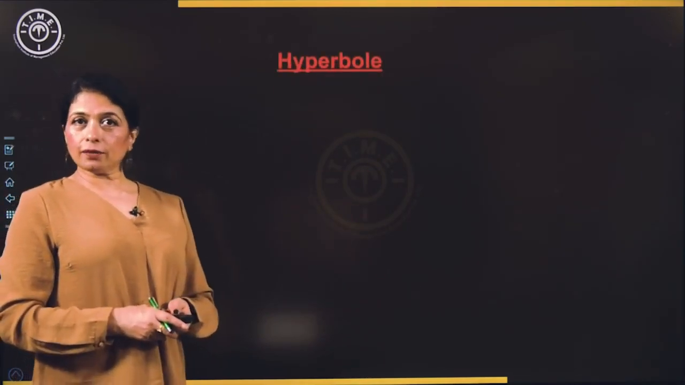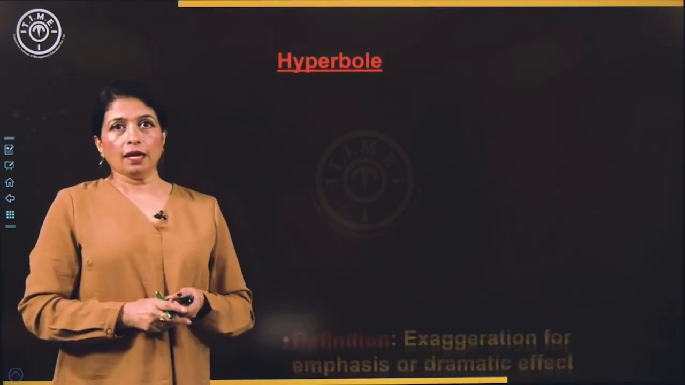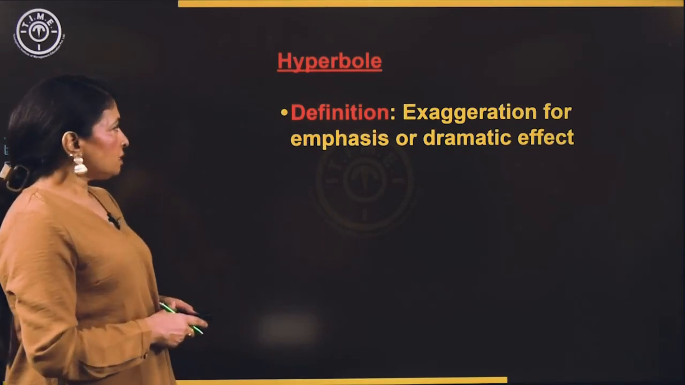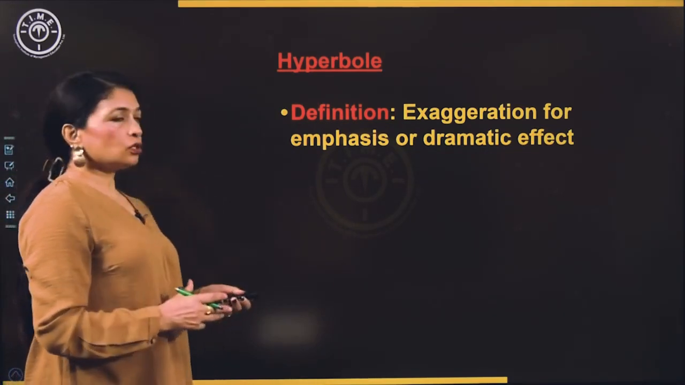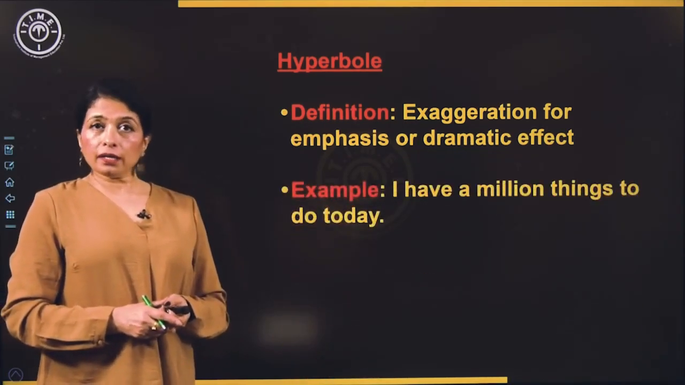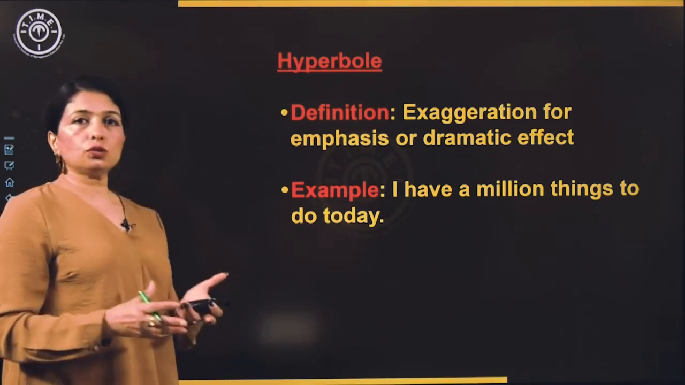Now, the word itself should give you some idea. Hyper is anything that's excess or excessive. So, how do we understand a hyperbole? It is exaggeration for emphasis or dramatic effect. So, this is an example, and here a hyperbole has been used. I have a million things to do today.